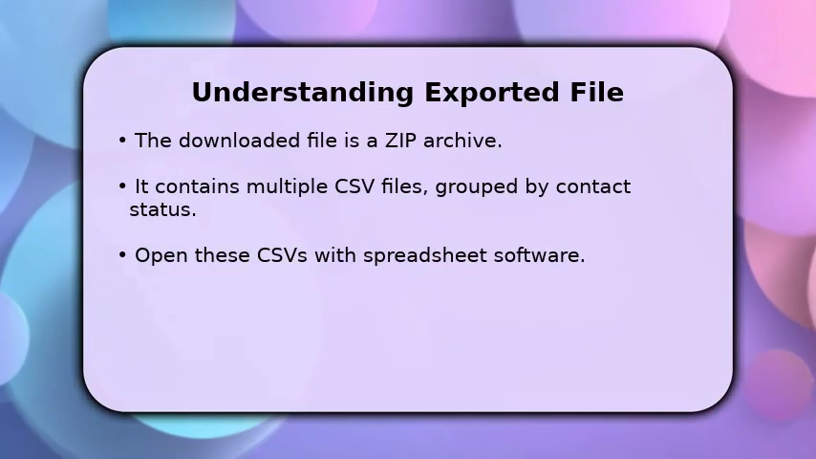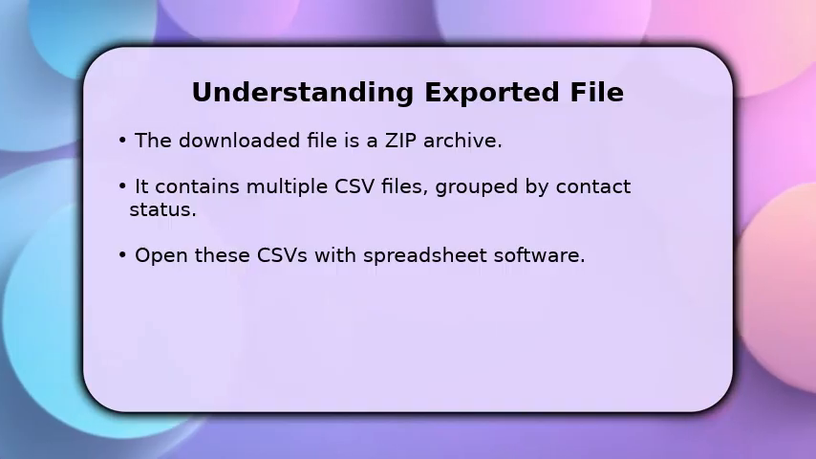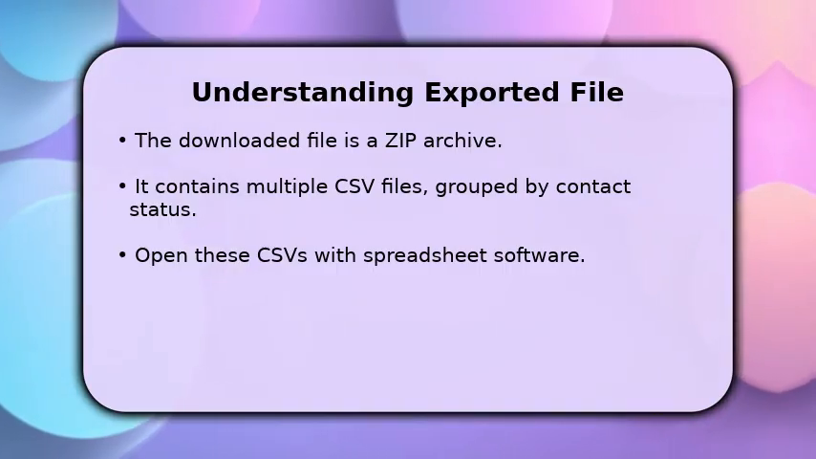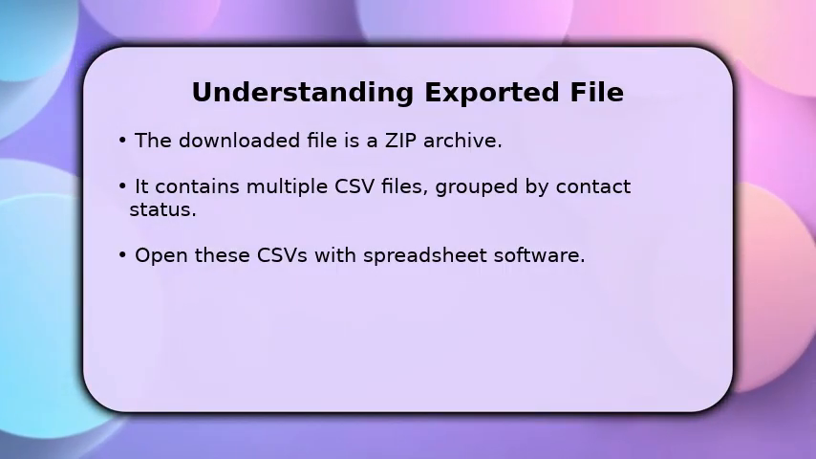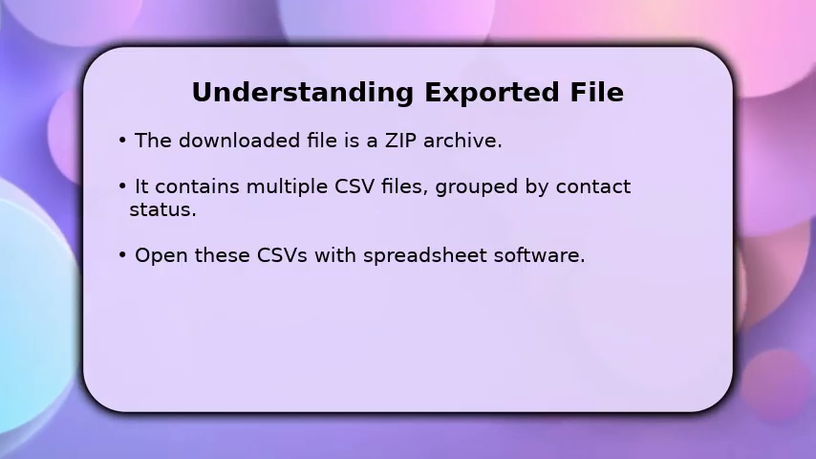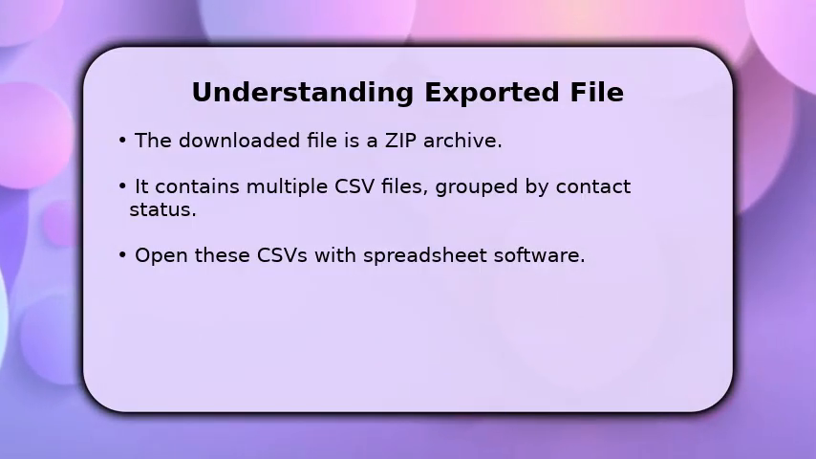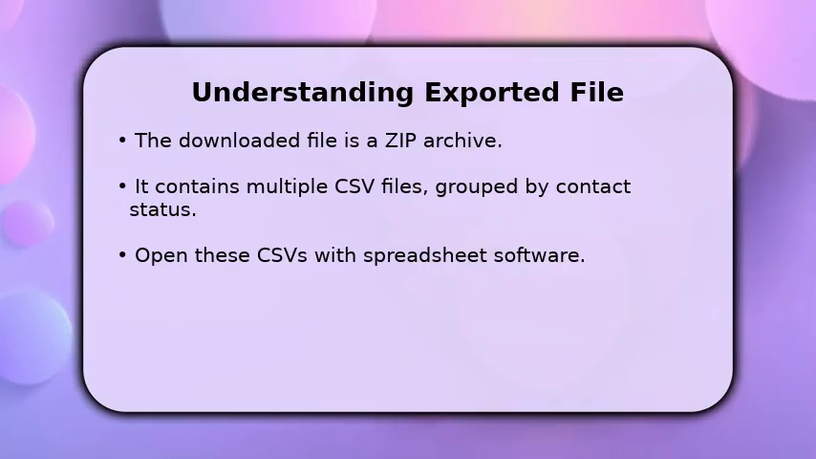The file you download will be a zip archive, which you'll need to uncompress. Inside, you'll find several CSV files, typically grouped by contact status like subscribed, unsubscribed, and cleaned. These files contain all your contact data, including email addresses and other fields. You can easily open them using any spreadsheet software, such as Microsoft Excel or Google Sheets, for further analysis or use.